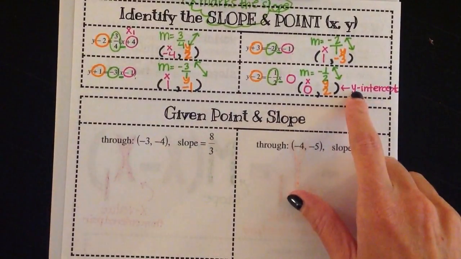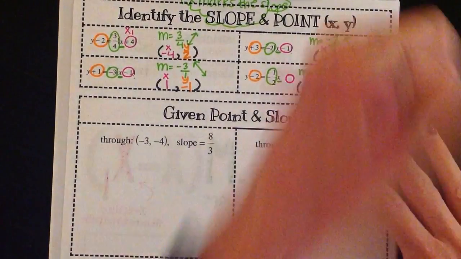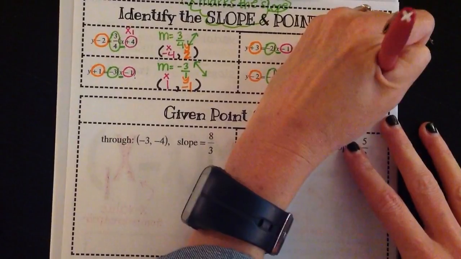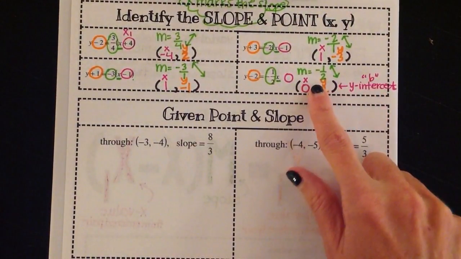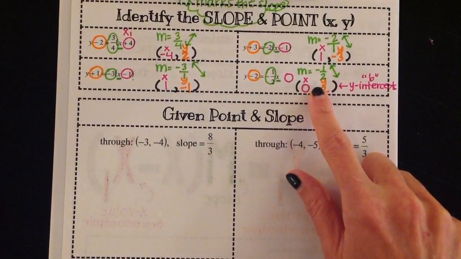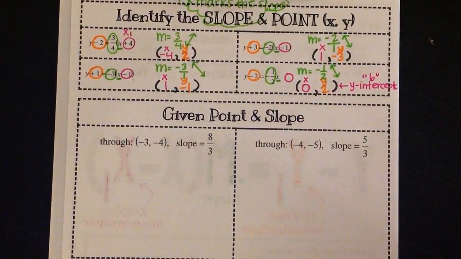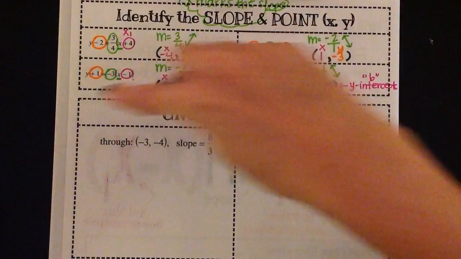And I could now, since I have my y-intercept, my b value, so remember your y-intercept is your b value. If I have my m and my b, I could write this as a slope-intercept, y equals mx plus b form. But we're not working on that in this lesson. We're only focusing on point slope format.